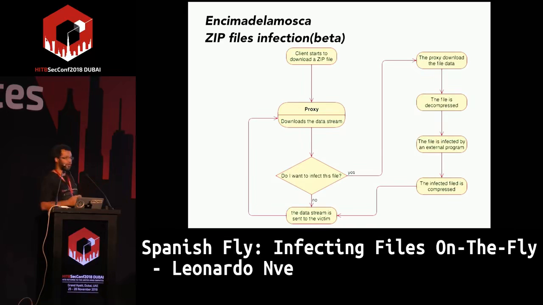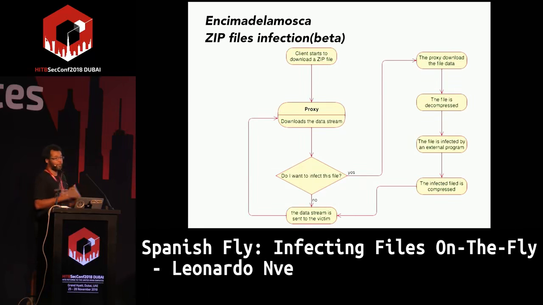If we want to infect that file, first we need to download the whole file to uncompress it. We can't infect the compressed file. So we get the compressed data, we decompress that data so we get the file, we infect the file with an external program, then we compress that file again, and we push that onto the data stream. What happens here? You need to wait until you have the compressed file.